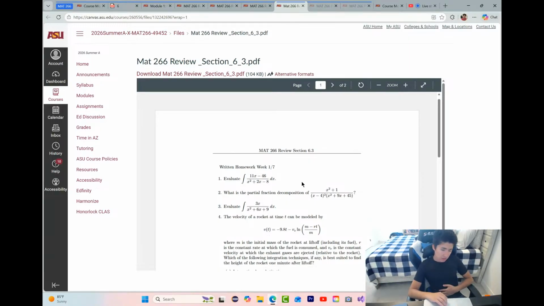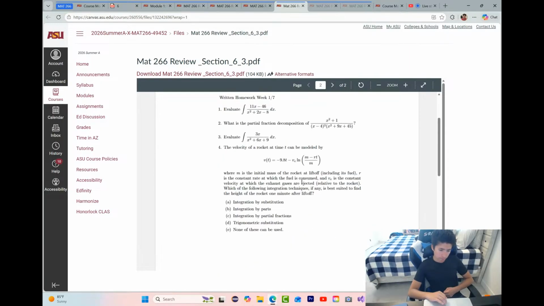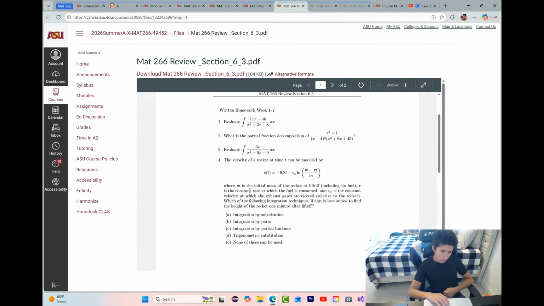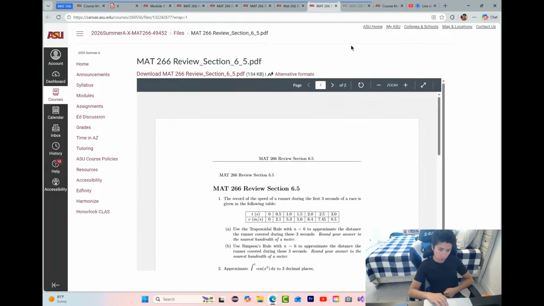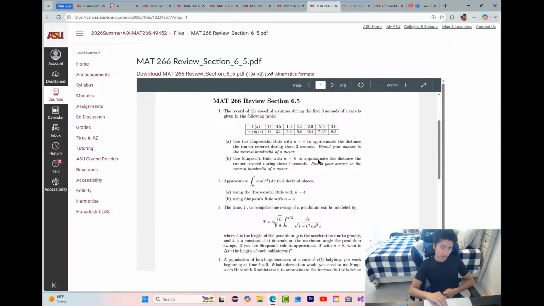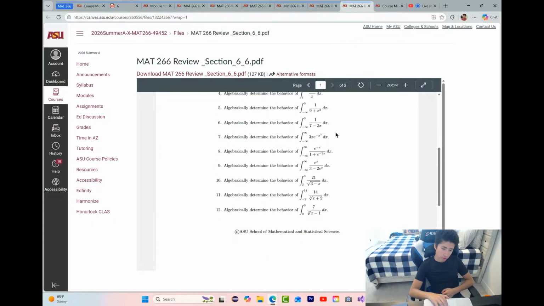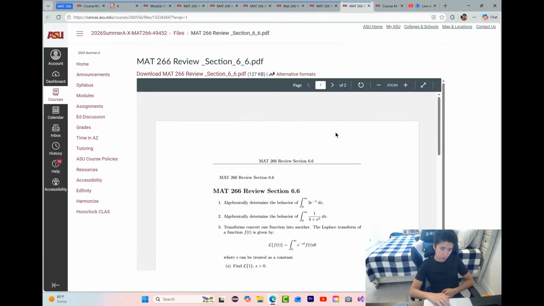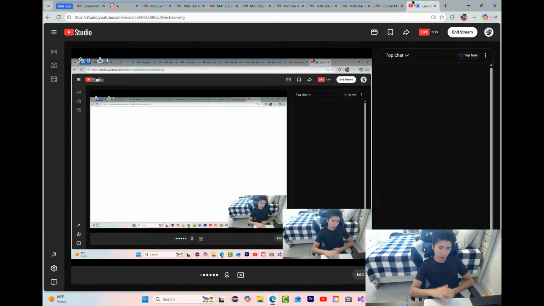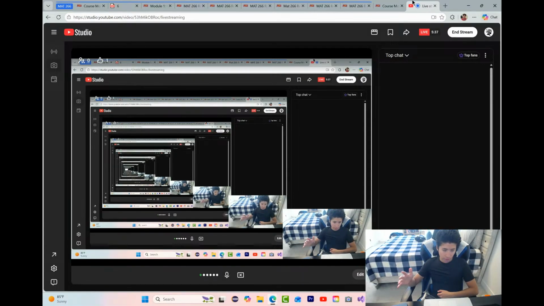Then we have 6.3, partial fractions. We have 4 problems, so that's something to do for sure. 6.5, we have approximate integration. We also have 4 problems. Very cool. And then we finally have improper integrals. We have 12 problems, but of course, they're easy, so we're going to fly by these problems very easily.